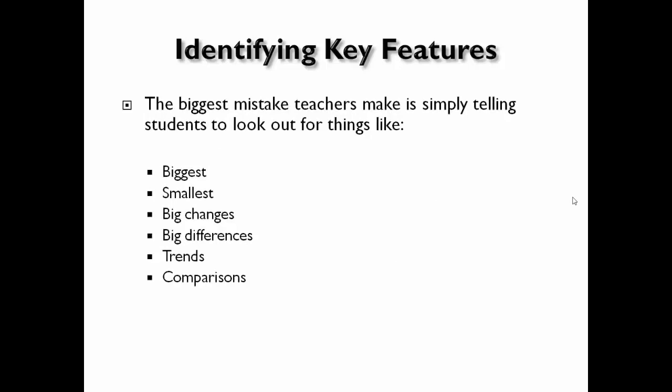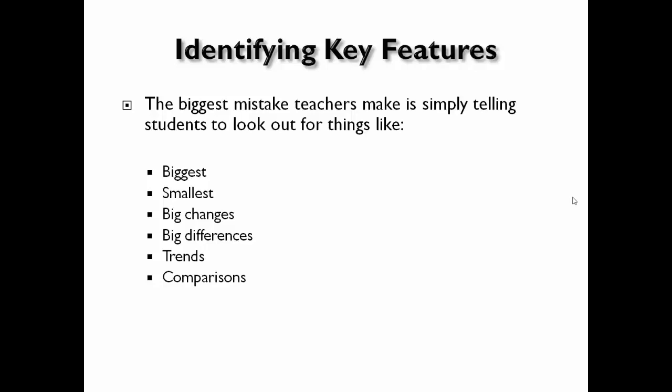So the biggest mistake teachers make is simply telling students to look out for things like these. I've watched lots of teachers teach IELTS Task 1, and when it comes to identifying key features, the teacher just stands at the front of the room and says, look out for these things, look out for the biggest thing, the smallest thing, the biggest changes, the biggest differences, the biggest trends, the biggest comparisons. And I did this too. When I first started teaching IELTS many years ago, I told my students this.